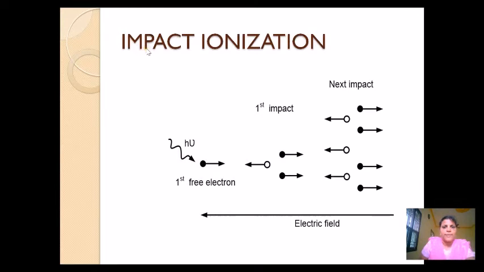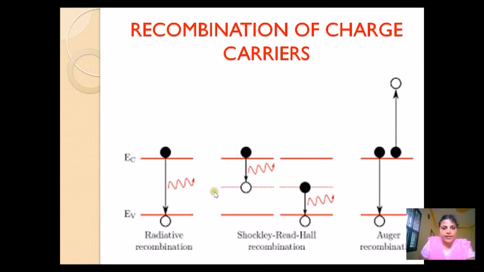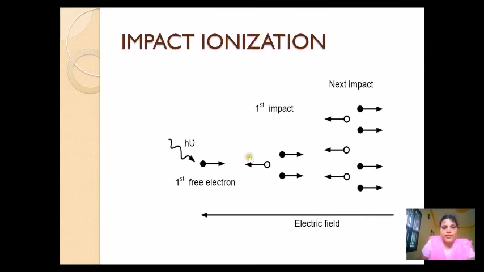Then the third one is impact ionization. Impact ionization means a particular photon of frequency h nu makes a collision on the free electron, and this free electron absorbs this energy and hits a covalent bond. In a covalent bond, two electrons are bound together, and when this electron hits an electron in the covalent bond, that electron comes out with the creation of another electron, and in the place of the electron we have a hole.